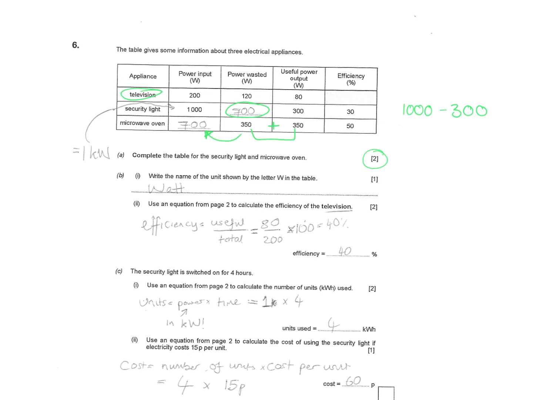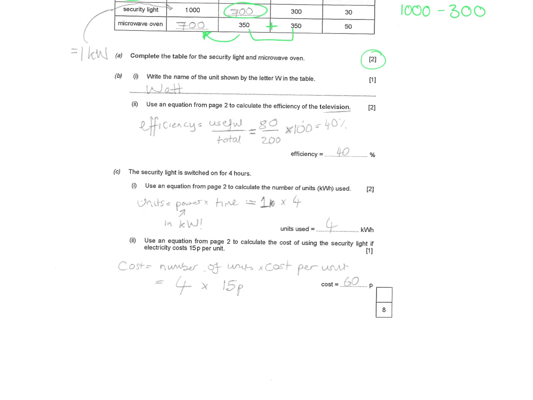Okay, it then goes on to ask you, using the equation on page 2, they will give it to you. Okay, we've seen this equation loads, this efficiency equation. So we do the useful, which is 80. Okay, total, which would be the power input. So then times by 100, so that would then be 40. Okay, write the name of the unit, that's watts.